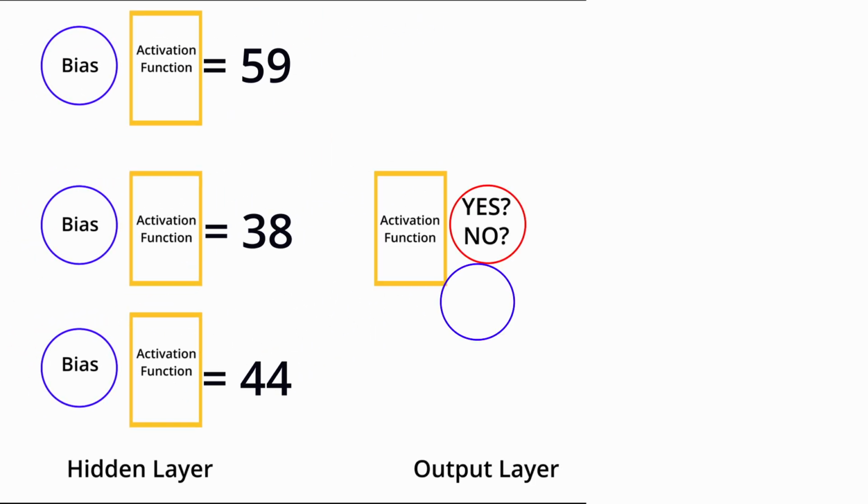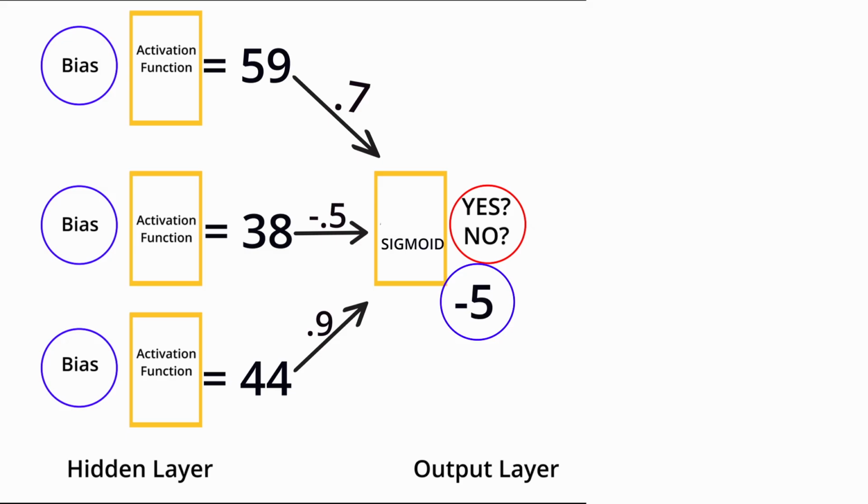Great, now our output neuron, the boss, has to make sense of these three opinions. It works the same way. Multiply each hidden neuron's output by its weight, add them up with a bias, and then run it through an activation function.